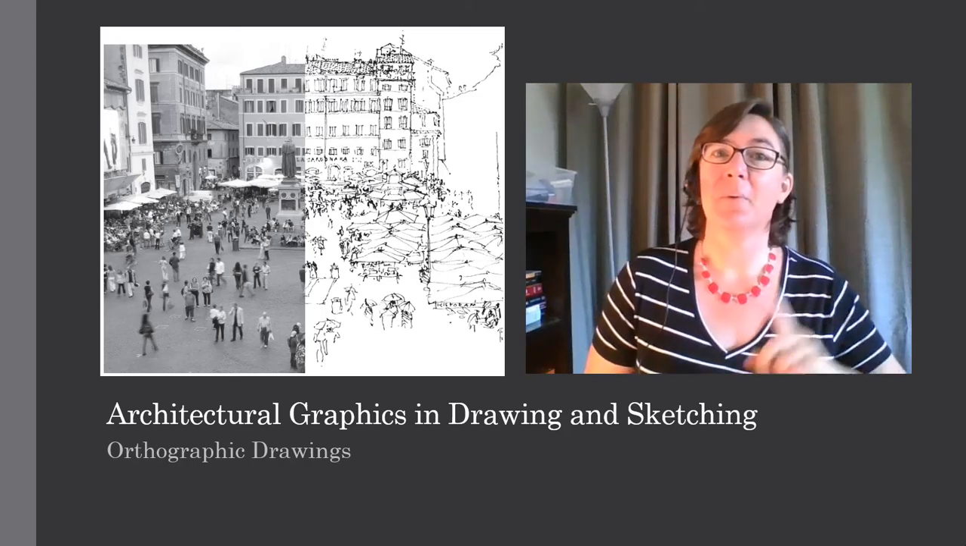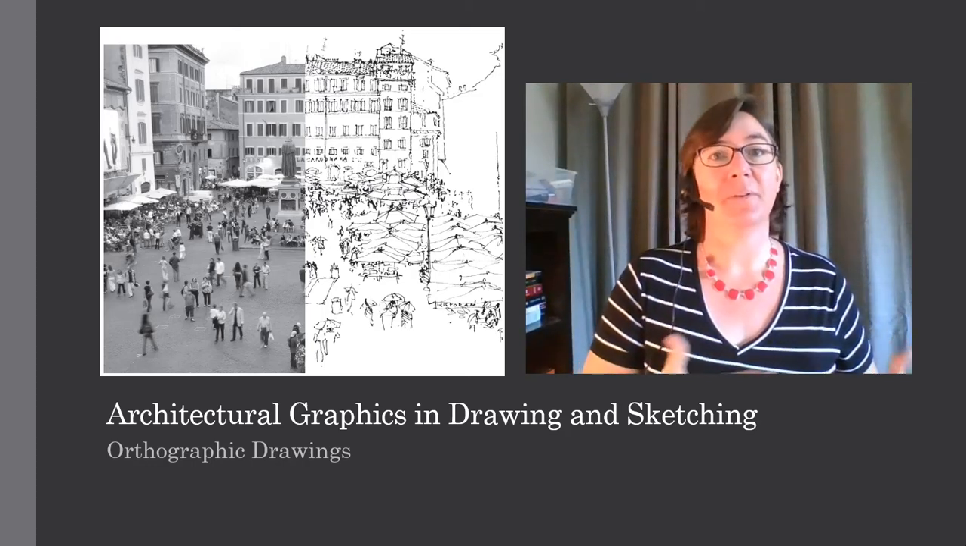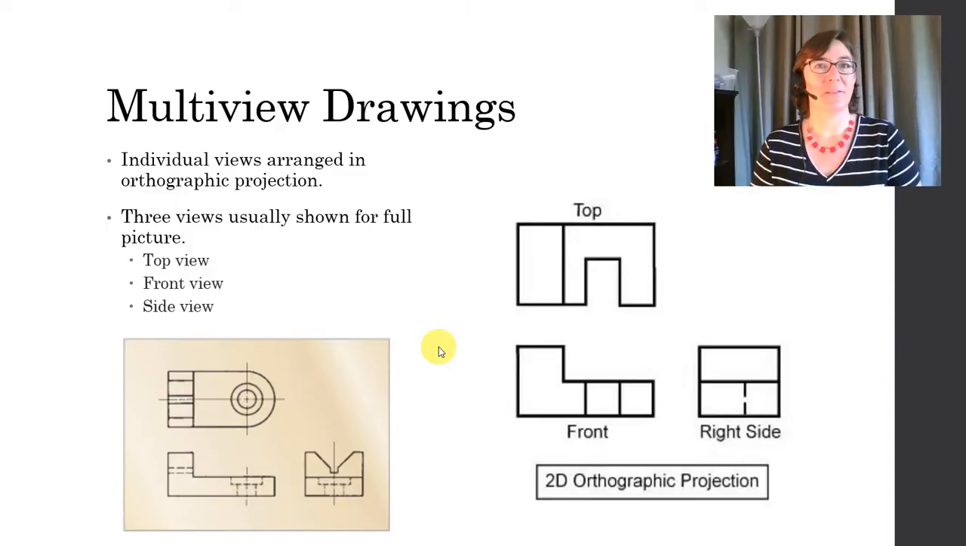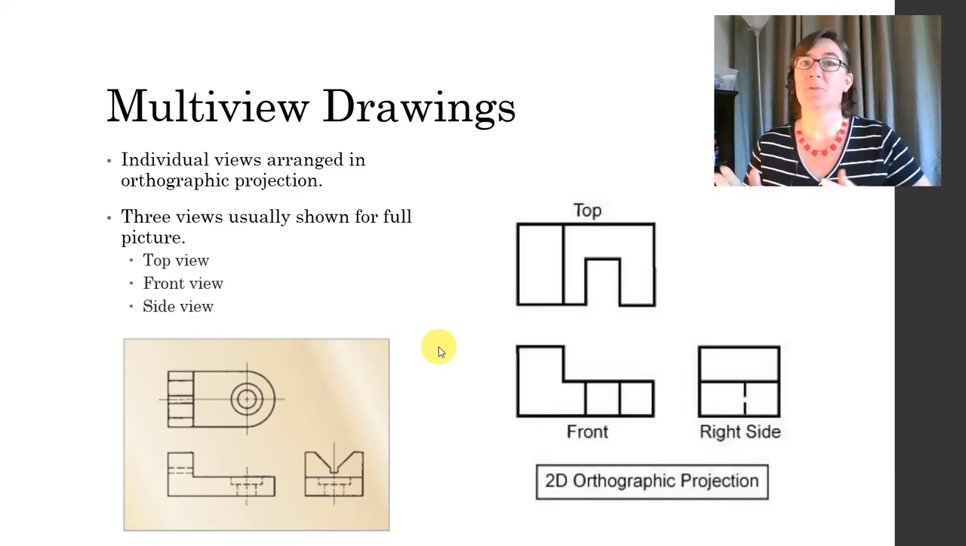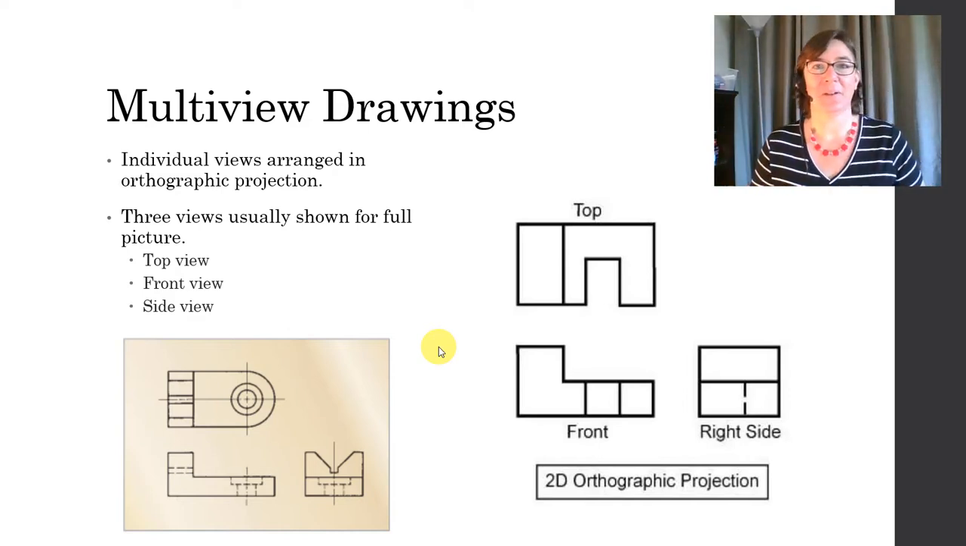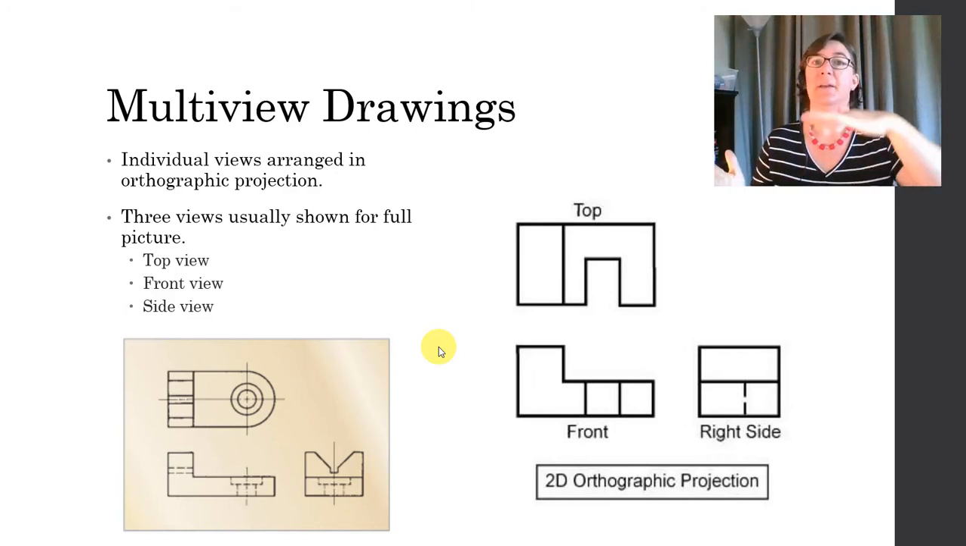Hi everybody, let's pick up where we left off and talk about multi-view drawings. So let's talk about multi-view drawings specifically. They are the individual views or panes of glass of that three-dimensional glass box, and they're arranged on a sheet in orthographic projection. So we usually show three views for a full picture of our three-dimensional object, and it's standard to show a front, a side, and a top view.